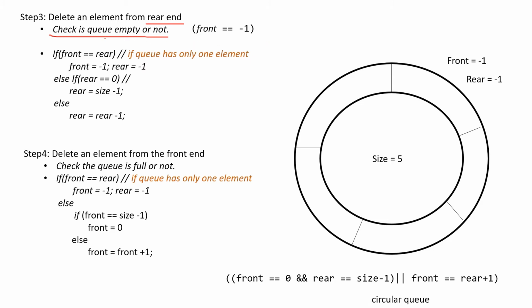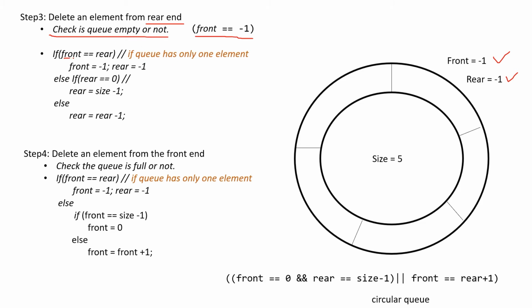So how can we check whether the queue is empty or not? This is the condition: front is equal to -1. You remember that the front and the rear were initialized with -1 at the time of initializing the circular queue, right? So if the front is equal to -1, it means no element has been inserted into the circular queue.